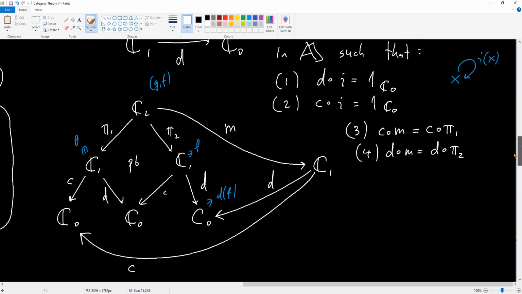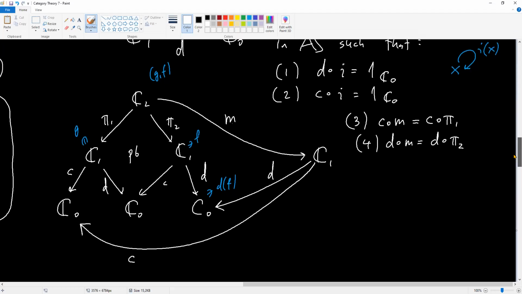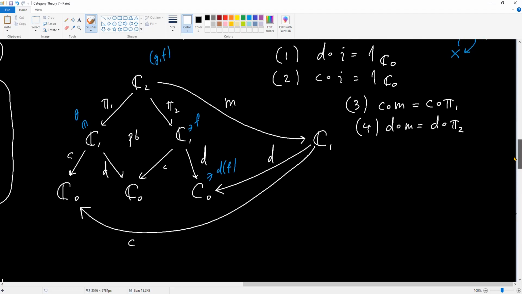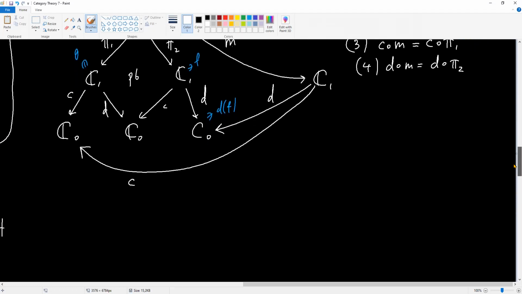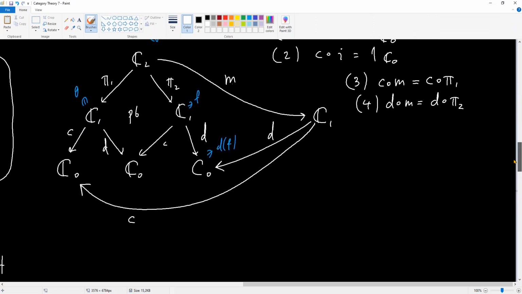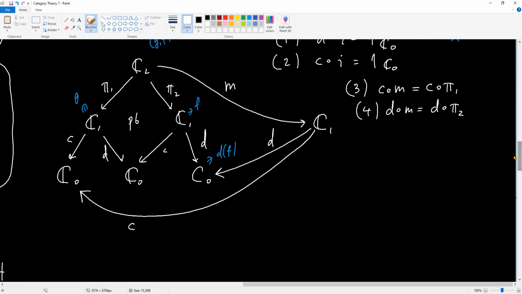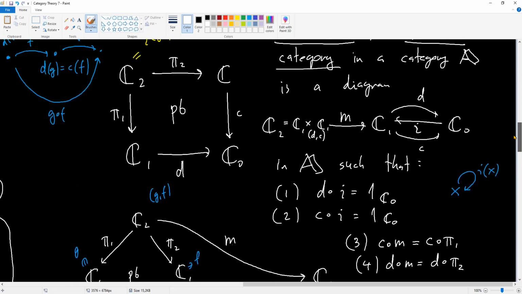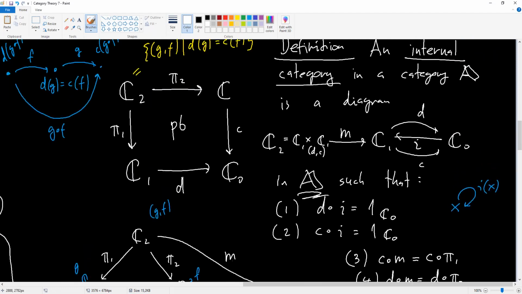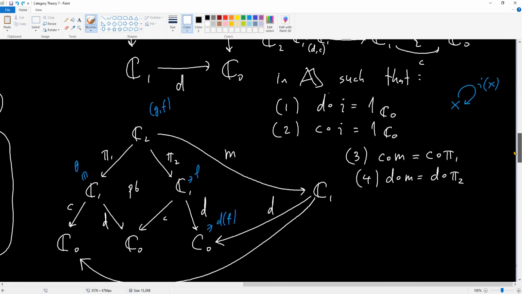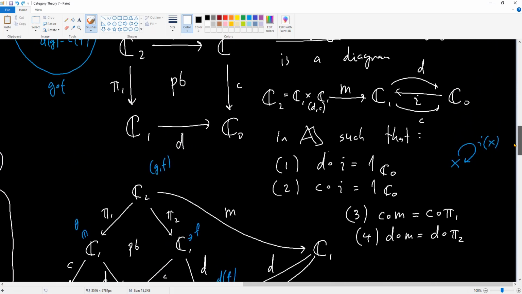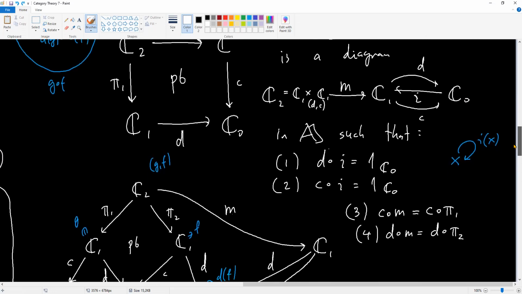Now let's try to see if we can express, first, maybe it will be easier to express the identity laws before we express associativity. So I want to turn the identity law into a diagrammatic representation so I can express it abstractly inside any category A. By the way, before we move on, did I lose you or are you okay with what we're doing so far?